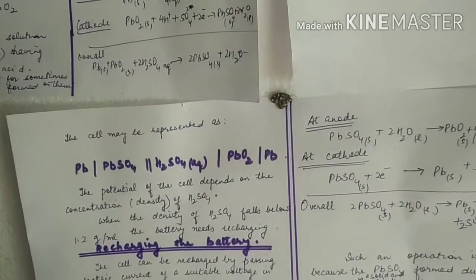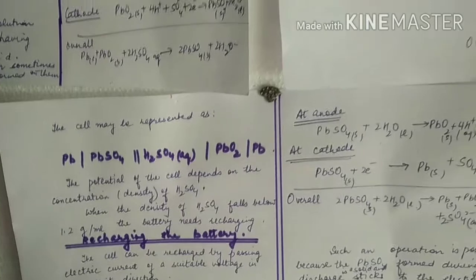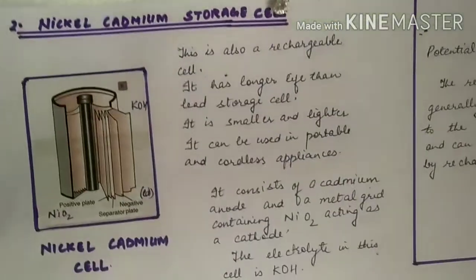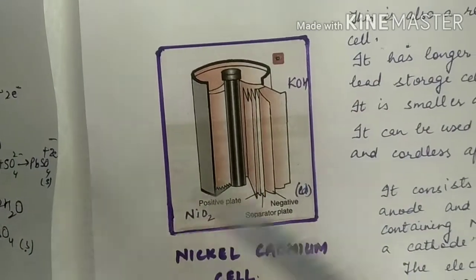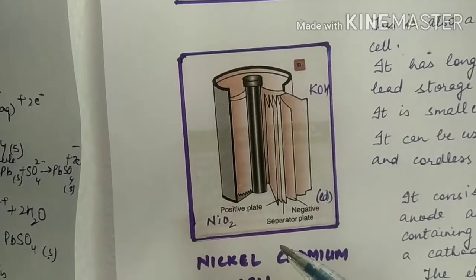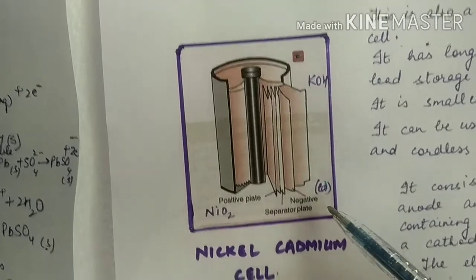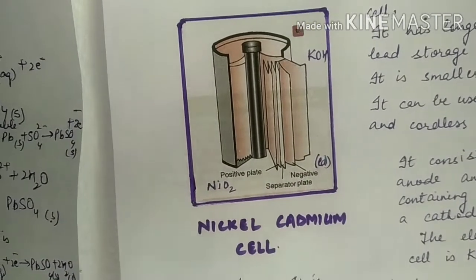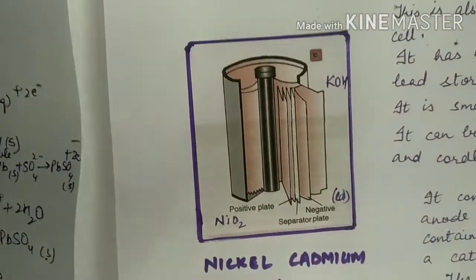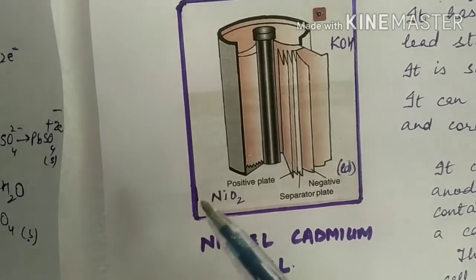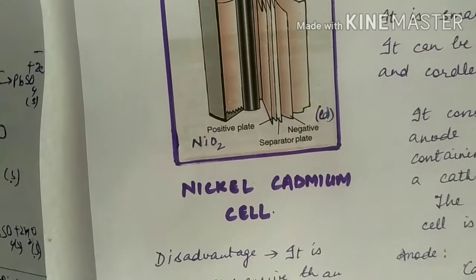The second type of secondary storage cell is the nickel cadmium storage cell. It is also a rechargeable cell. On passing electricity, we can recharge it. In this, cadmium acts as the negative plate, that is the anode, and a grid of nickel packed with nickel dioxide acts as the positive plate.